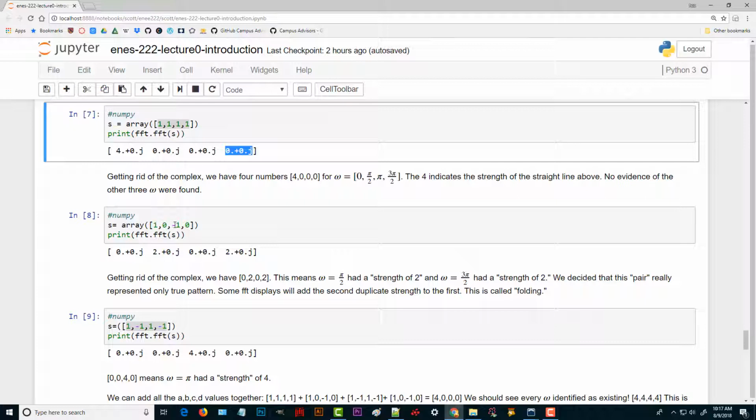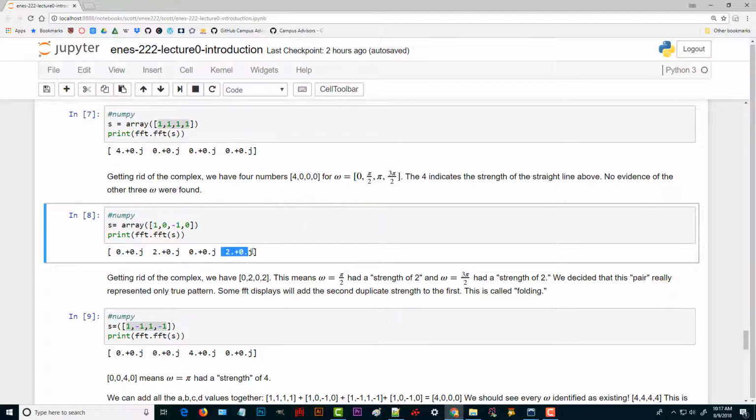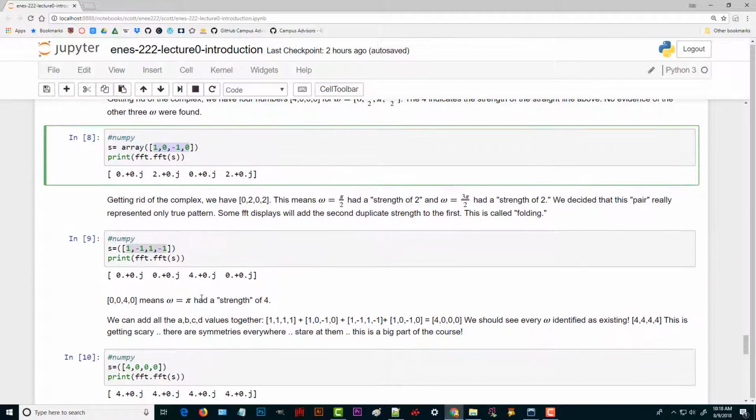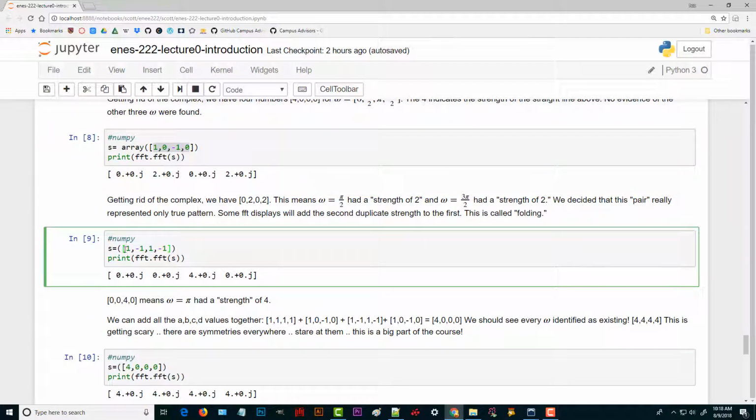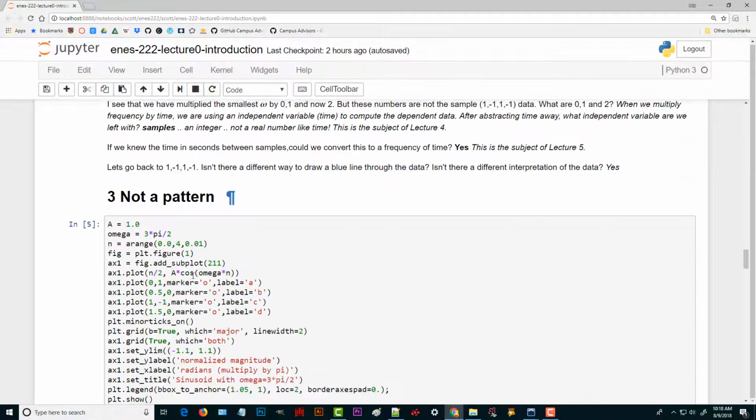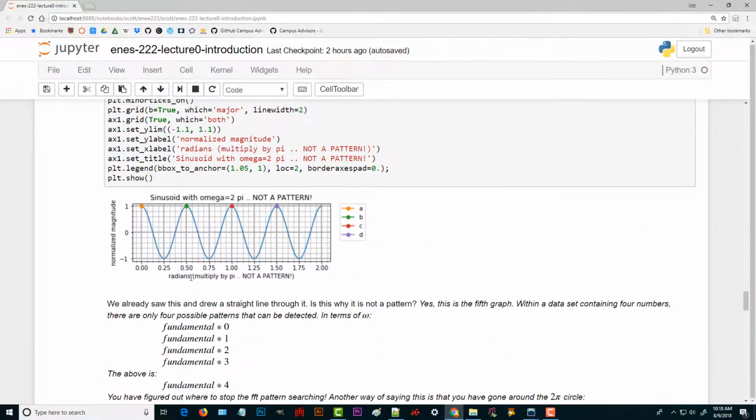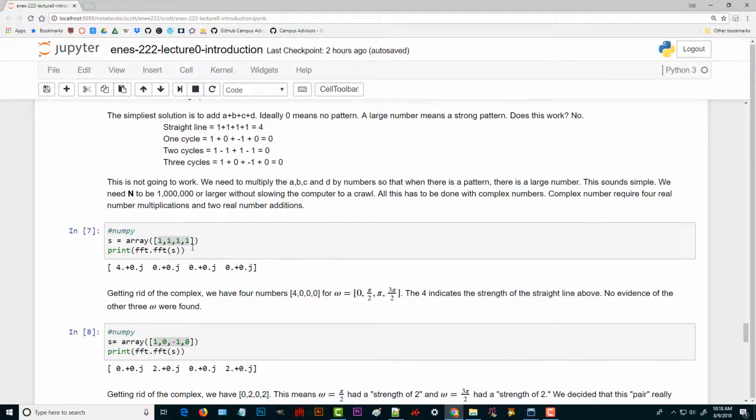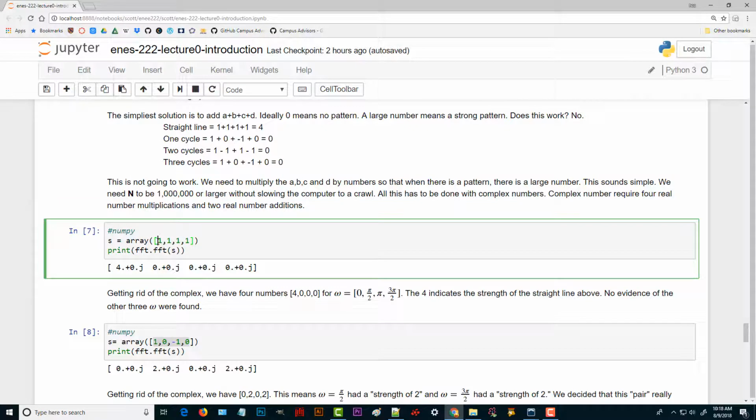Then we're going to feed it the 1, 0, minus 1, 0 pattern. If you remember, that matched twice. We drew one cycle through the data, and then we drew three cycles through the data. So the FFT is detecting both of those possible patterns through that set of data. And then we have the alternating 1, minus 1, 1, minus 1, and it says, yeah, that's two cycles through the data. That's this picture. And then you can see this fifth pattern doesn't exist. So for four numbers in our input data, we get four possible patterns.